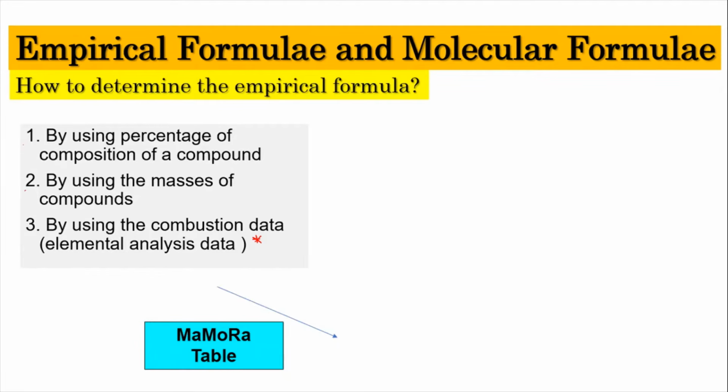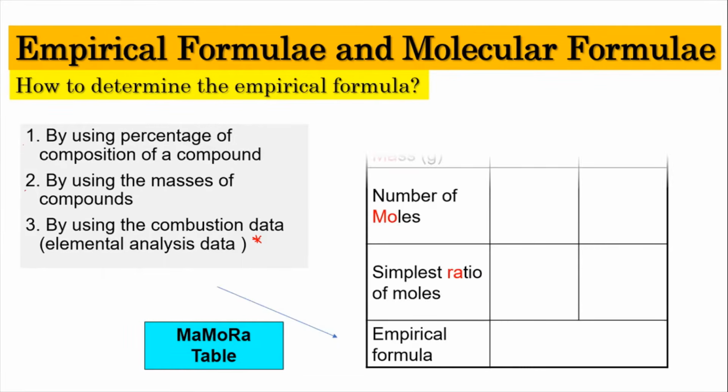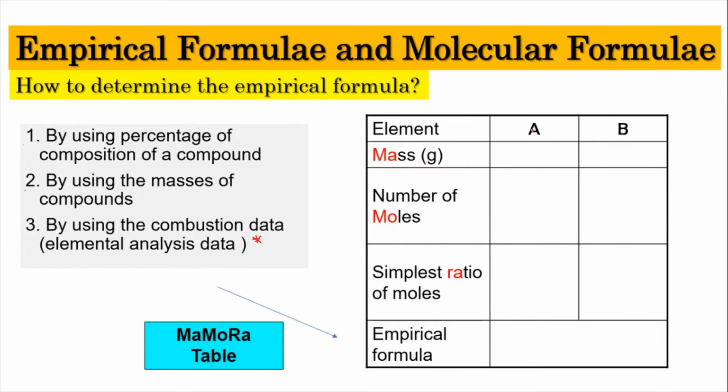So what is the MaMoRa table? The MaMoRa table is basically a table consisting of elements, for example, element A and element B, and then we create rows of mass, number of moles, and also the simplest ratio of moles in order to determine the empirical formula. So we have Ma, which is mass, Mo for moles, and then Ra for simplest ratio. That is why the table is named MaMoRa table. Now let us look into each of the situations one by one.